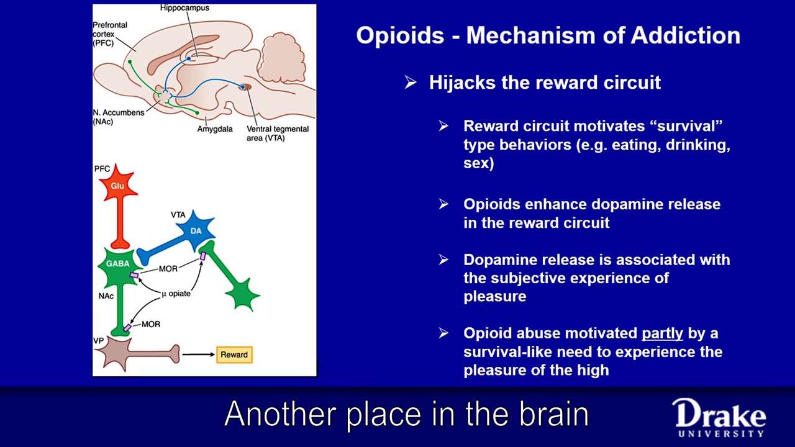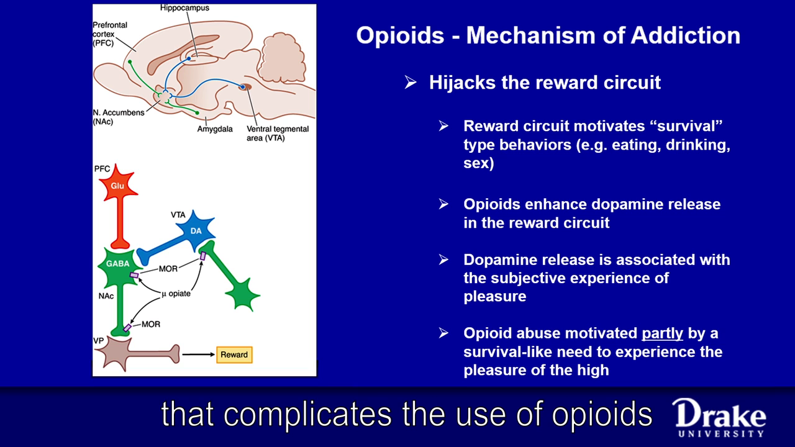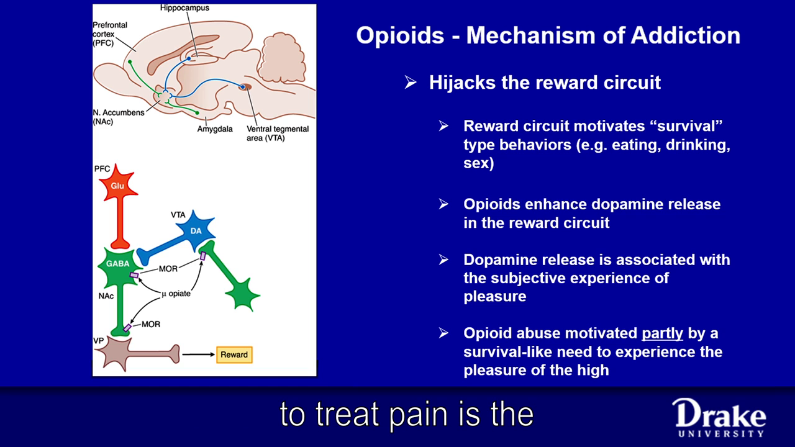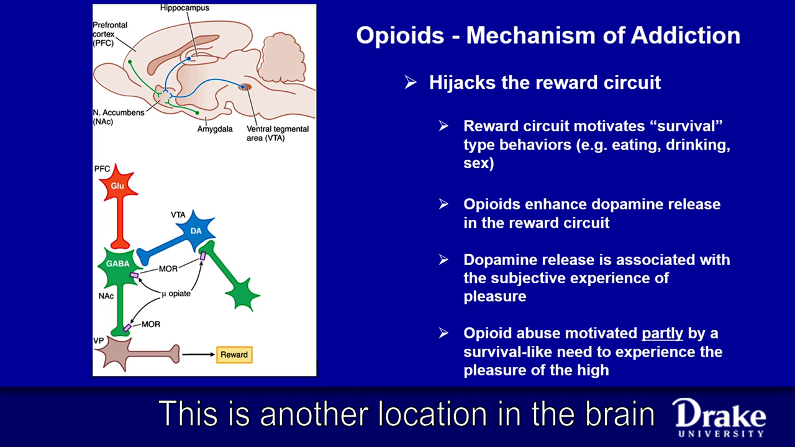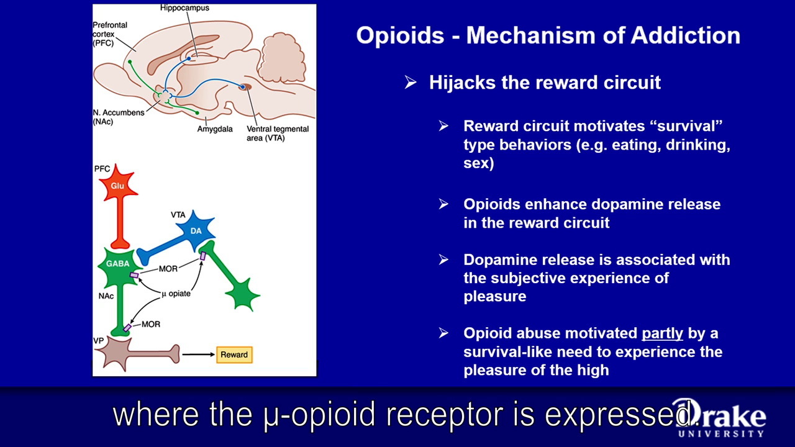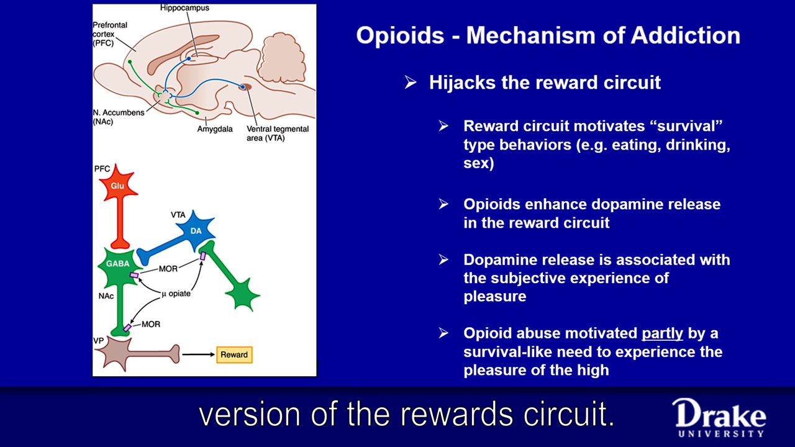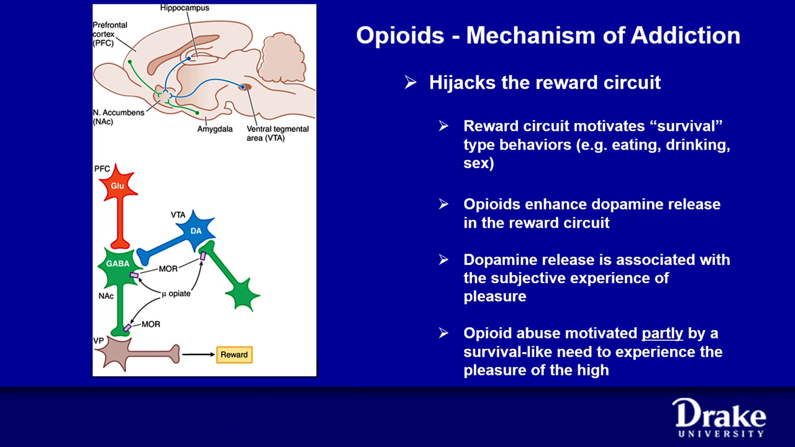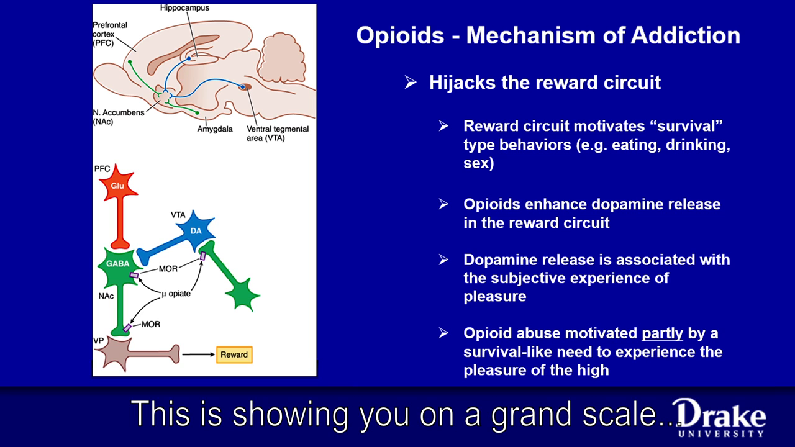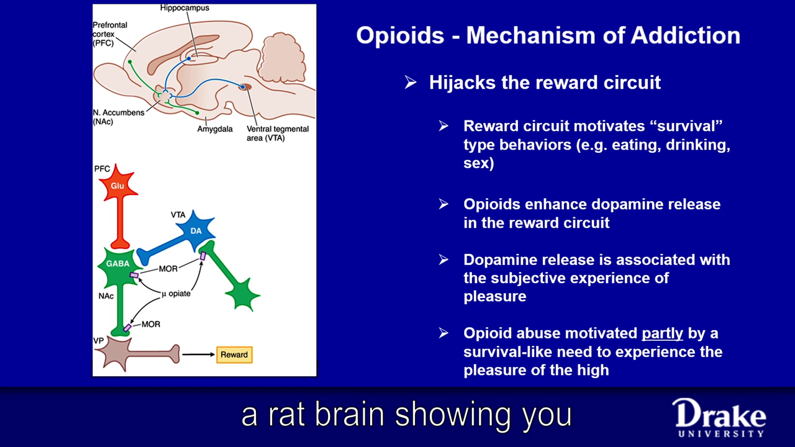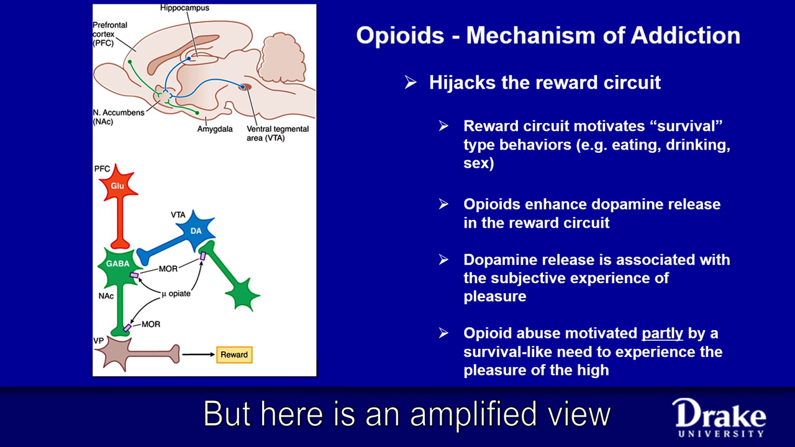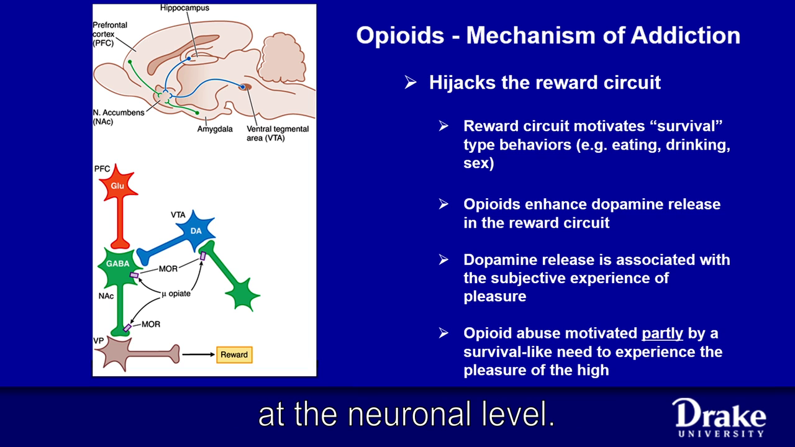Another place in the brain that complicates the use of opioids to treat pain is the reward circuit. This is another location in the brain where the mu opioid receptor is expressed. And this is a simplified version of the reward circuit here. This is showing you on a grand scale a sagittal section of a rat brain, showing how the connections work. But here is an amplified view at the neuronal level.